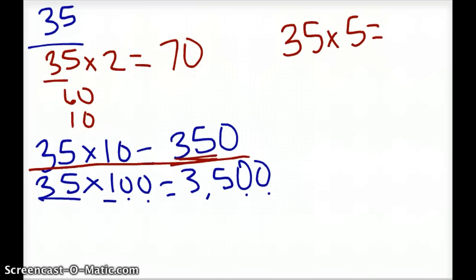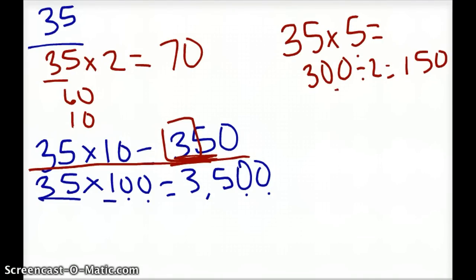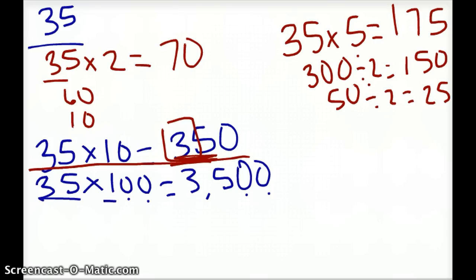Well, 35 doesn't cut in half as easily as 16 did. But then I can break it apart even farther. I can think of what's half of 300. Well, half of 300 is 150. And half of 50 is 25. And 150 plus 25 would be 175. So now I found 35 times 5 just by thinking about these numbers and their relationships.